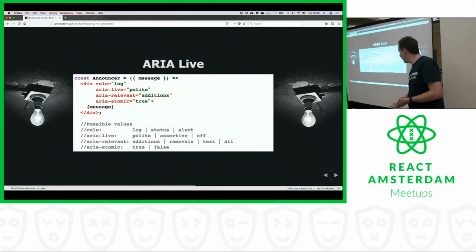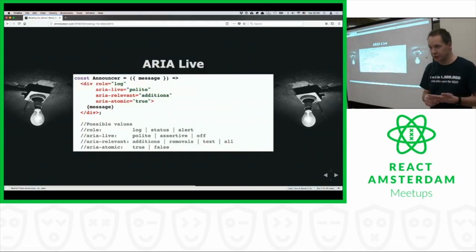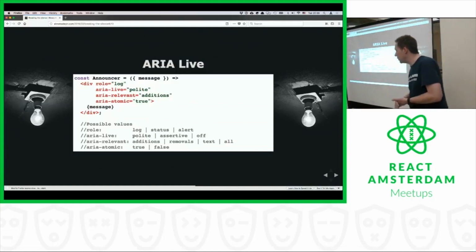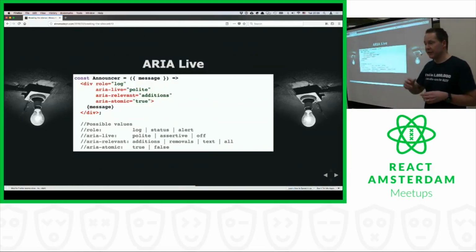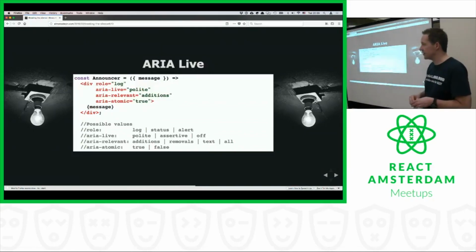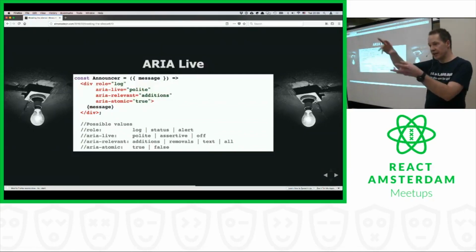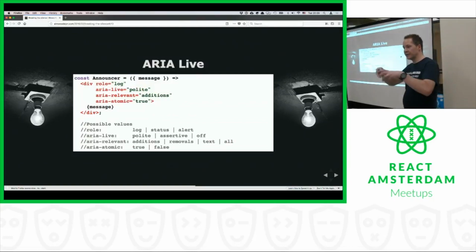Important, all ARIA attributes are valid JSX props, and it's supported by React, so you can use it in your JSX. Typically, a div is used. The idea of an ARIA Live container is that it is registered with screen readers. When the content of this container changes, screen readers will announce this to the users.